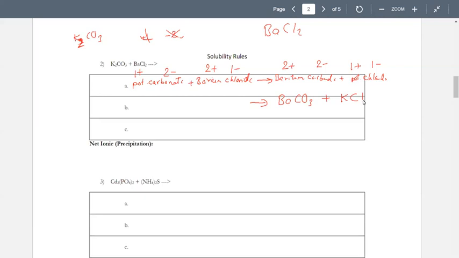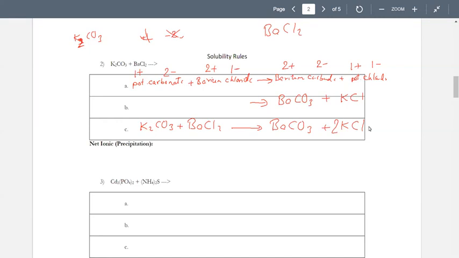Okay, good. So now we have the complete reaction. So it is what? K2CO3 plus barium chloride will give barium carbonate plus potassium chloride. And now the next step is to balance the reaction, which you know how to do. If I put 2 here, then it is balanced, okay?